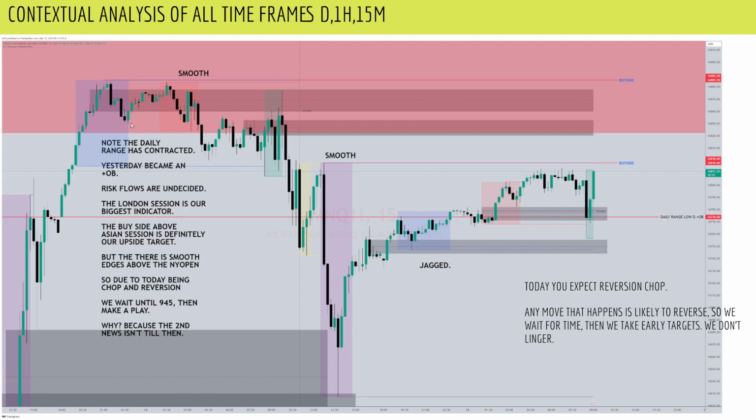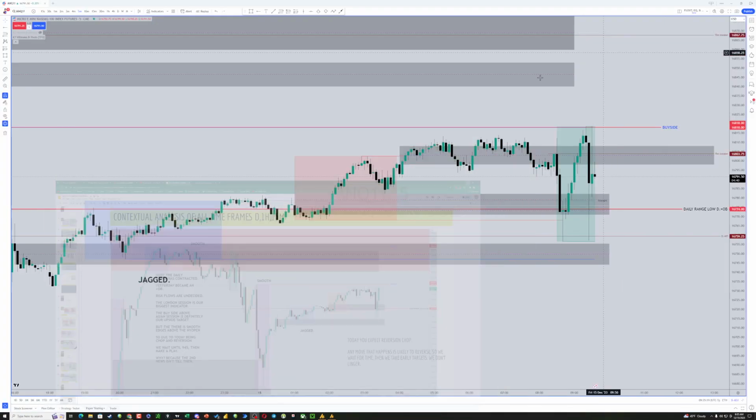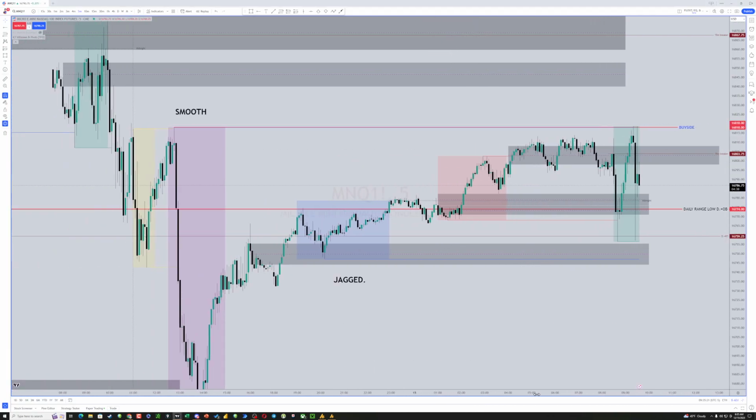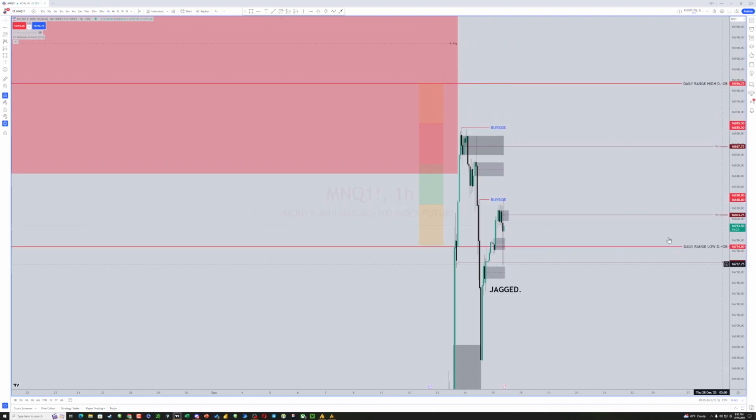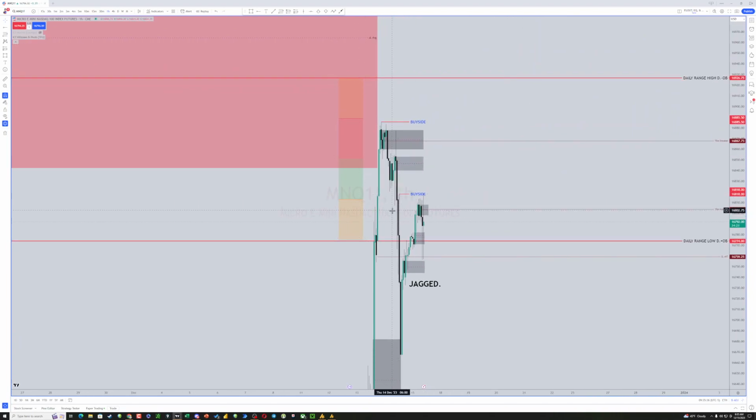If you see, wait, I guess you can't see here, but let me go over to the drawing. Using, oops, get rid of that. As you see the premium discount, we're in premium relative to the range. So we don't want to be shorting up here. We've got these buy side things that we see, but it's Friday, and then there's news at 45.